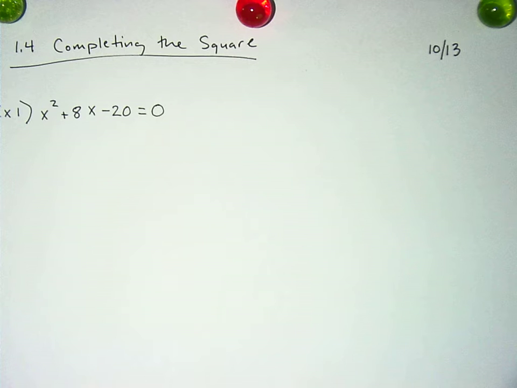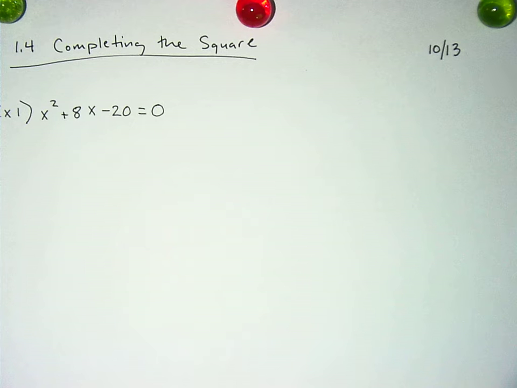Now, what would you normally do when you see a problem like this to solve it? Factor, right? We would do an x. So we're looking for two things that multiply to get negative 20 but add to get 8. Anyone think of one? 5 and 4? 5 and 4 don't work. 10 and 2 do work.